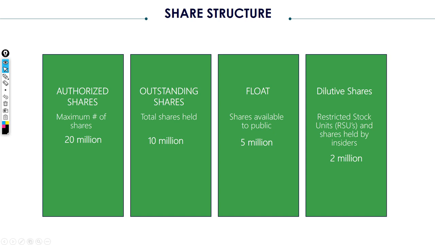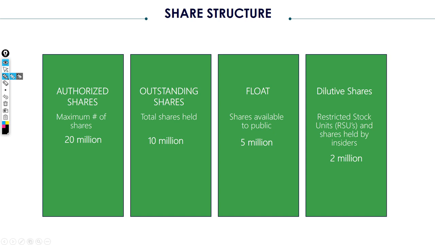All right, the 4 terms that I want to cover are authorized shares, outstanding shares, float, and dilutive shares. I do realize that there are other names for these terms, but I just want to make sure that we're using the same vocabulary consistently throughout this webinar. All right, so authorized shares and outstanding shares are 2 of the more commonly used terms that you guys are probably already aware of.